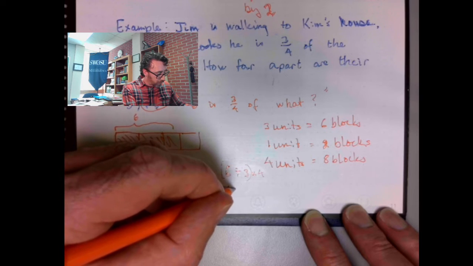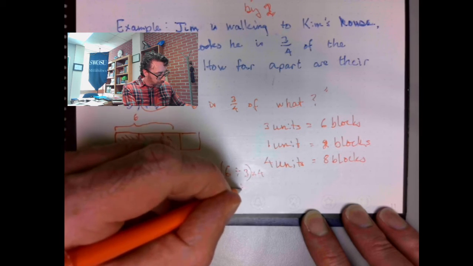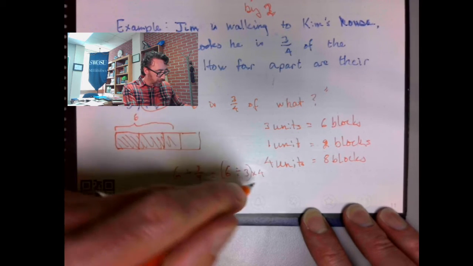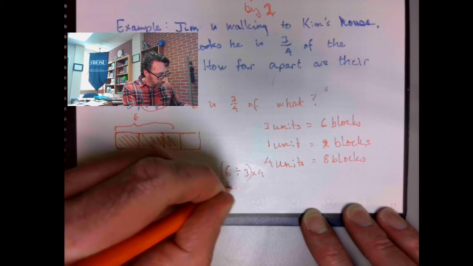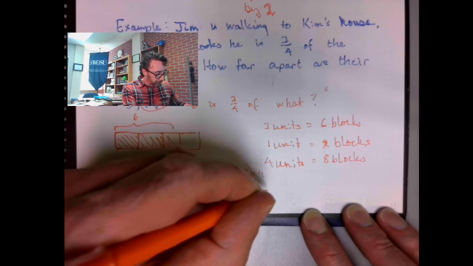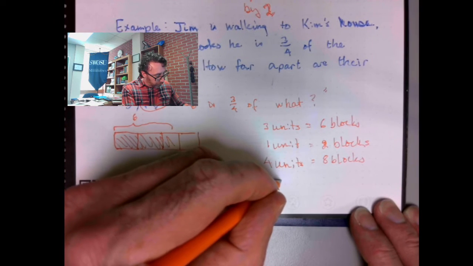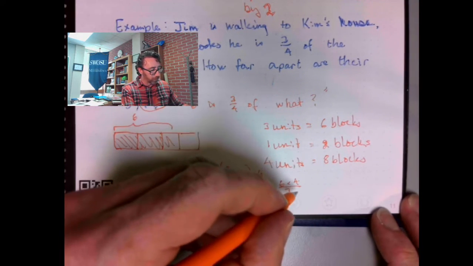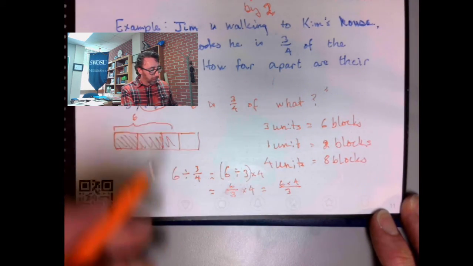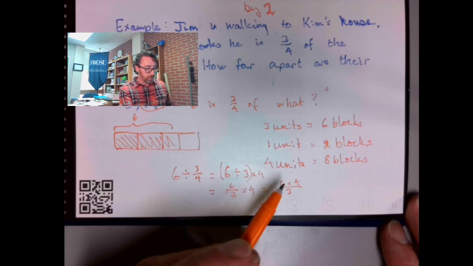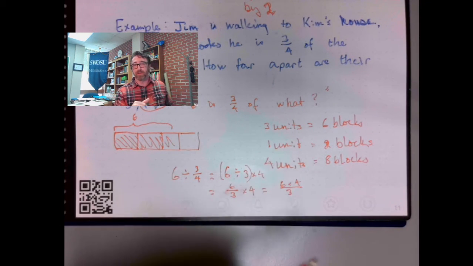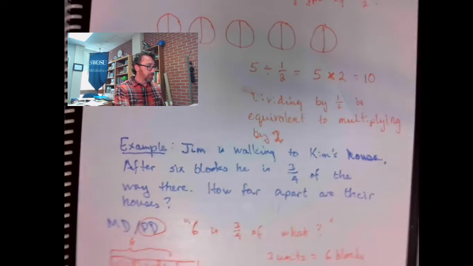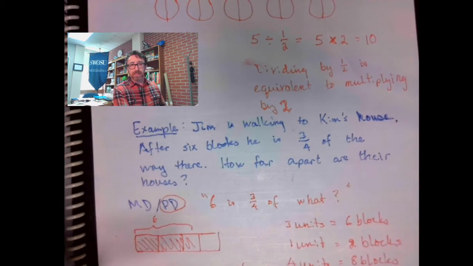Now we know that fractions and division are equivalent. 6 divided by 3, that's the same as that fraction. And that's the same as this: 6 times 4 divided by 3. You can switch those operations, still get the same answer. So dividing by 3/4 is equivalent to multiplying by 4 and dividing by 3. Once again, getting even closer to that invert and multiply rule through these examples.